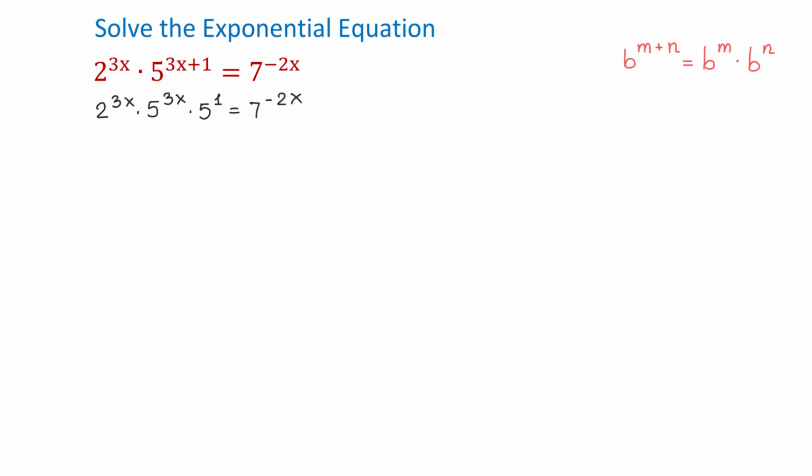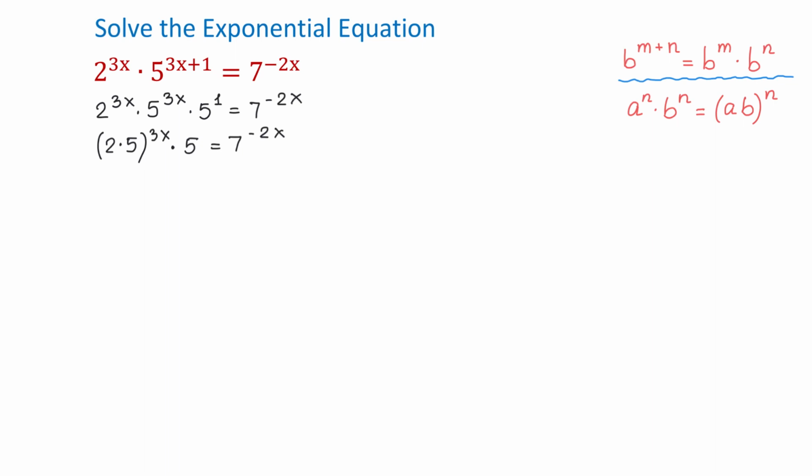In the next step, we will need the product to power rule for exponents. That is, a^n multiplied by b^n equals (ab)^n. This rule works when these two exponents are the same. In our problem, on the left side, we have two exponents that are the same. Then we can rewrite this as (2 times 5)^(3x) multiplied by 5 equals 7^(-2x).